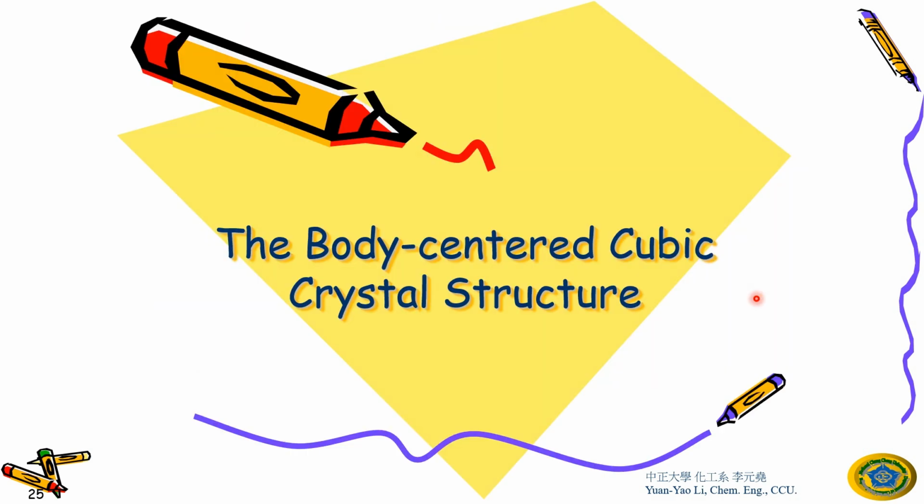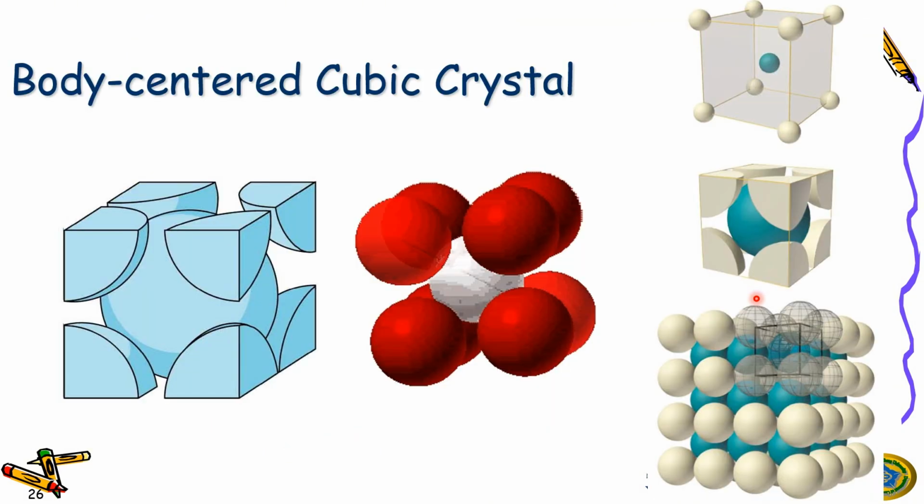Right. So let's take a look at the body center cubic crystal structure. The body center cubic crystal structure looks like this. This is a unit cell. And this is a half sphere model. Of course, this is not a unit cell, okay? And of course, this is a reduced sphere model. Right? Reduced sphere model. Okay?